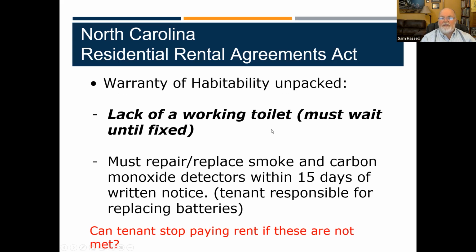We need to get a working toilet, all right? We have to get that fixed. We also must repair or replace smoke and carbon monoxide detectors within 15 days of written notice. Tenant says to me, Sam, our birds are chirping, all right? The batteries are dead. Well, that's going to be up to the tenant to replace those batteries. But if we find that it's not working and they find it's not working, I have 15 days to replace it, okay?